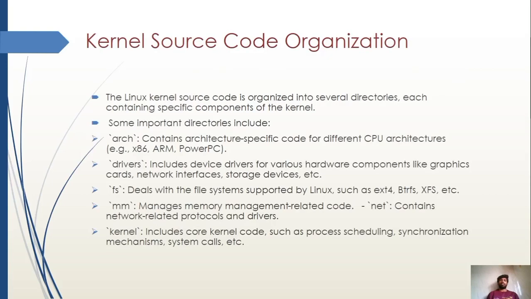Next, move on to kernel source code organization. The Linux kernel source code is organized into several directories, each containing specific components of the kernel. Some important directories include arch. It contains architecture-specific code for CPU architectures. Example: x86, ARM, and PowerPC.